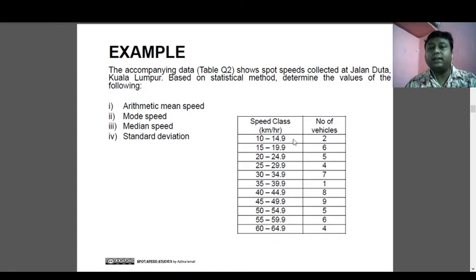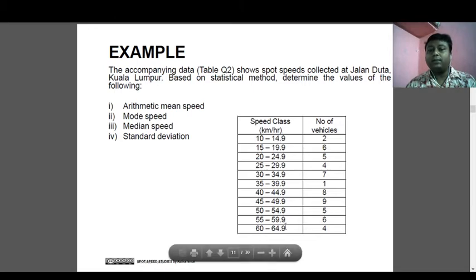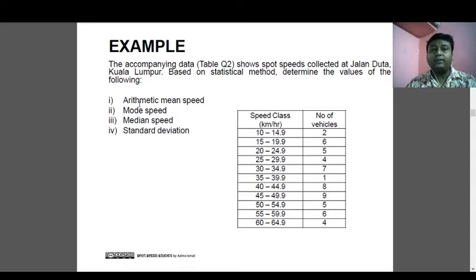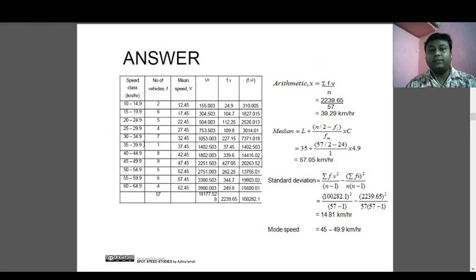So this is the data given. It is given that in the speed range of 10 kilometer to 14.9 kilometer, two vehicles are moving. In between 15 kilometer to 19.9 kilometer, six vehicles are moving. In this way, a range of speed is given, and for the respective range, how many vehicles are moving, that is the data given. Now we have to calculate the arithmetic mean speed, mode speed, median speed, and standard deviation.